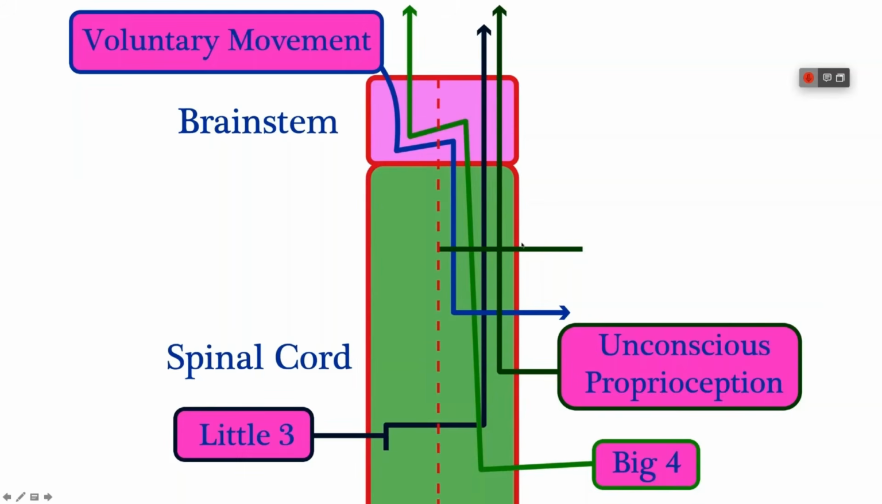So in other words, big 4, for example, it's entering the spinal cord. So you're saying because it enters on the same side as the lesion, then it's going to be ipsilateral. Whereas the little 3, because it enters on the opposite side of the spinal cord, it's going to be contralateral. Right. And because voluntary movement exits on the same side as the lesion, it'll be ipsilateral. That makes sense, actually. That is actually very clever.